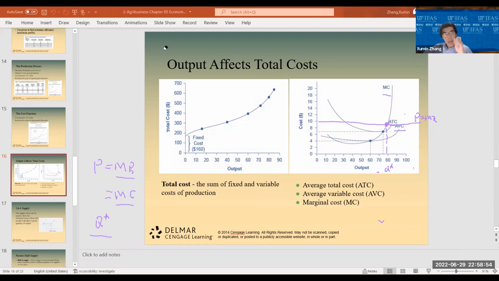Again, I already made the assumption, a very strong assumption, that our agribusiness is facing a completely competitive market, perfect competition. So that's why this P is a horizontal line, and P is the marginal revenue. That means our agribusiness company is one of many. We sell at the market price. We are the price taker.